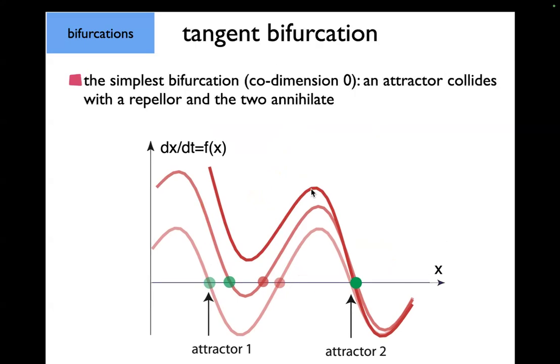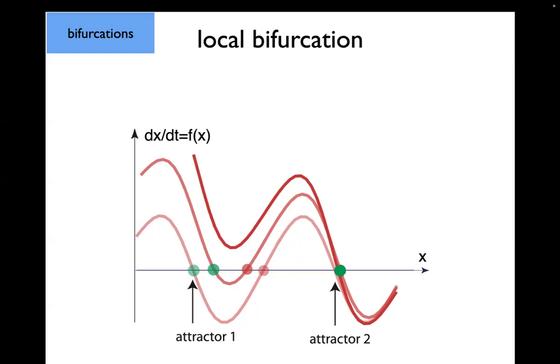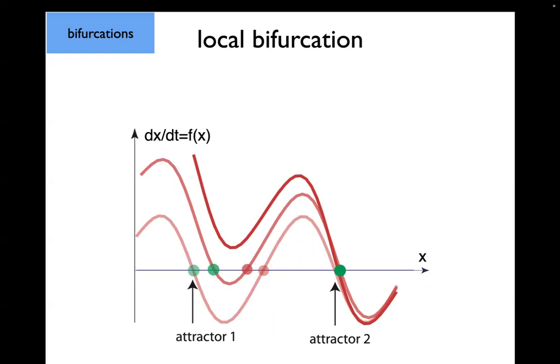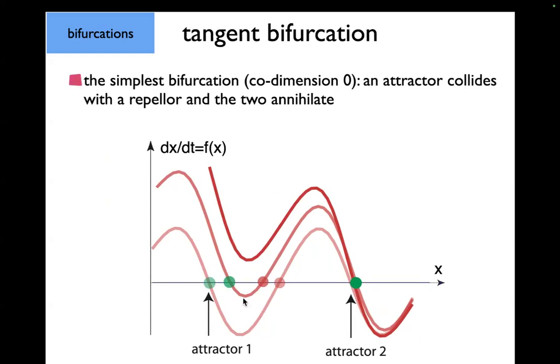This particular bifurcation is the so-called simplest bifurcation. It's called the tangent bifurcation, for obvious reasons. I'll have a better plot of that in a moment. It's when two fixed points collide, a repeller and an attractor, and they annihilate, in the sense that after the bifurcation has occurred, there is no more fixed point here. Mathematically speaking, for those who know that kind of stuff, it's a bifurcation that has codimension 0. That's why it's called simple.